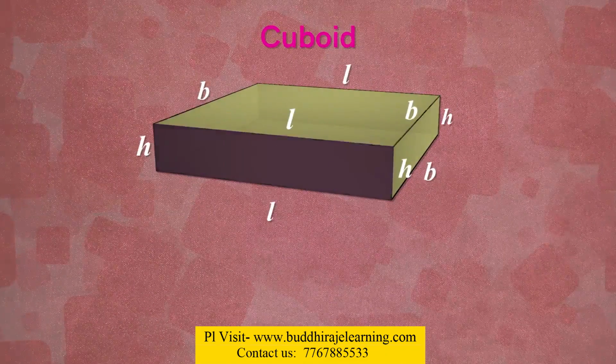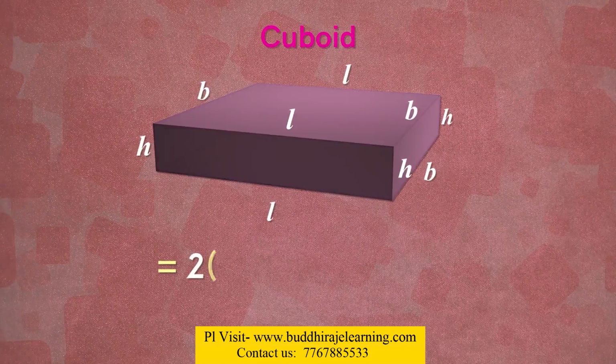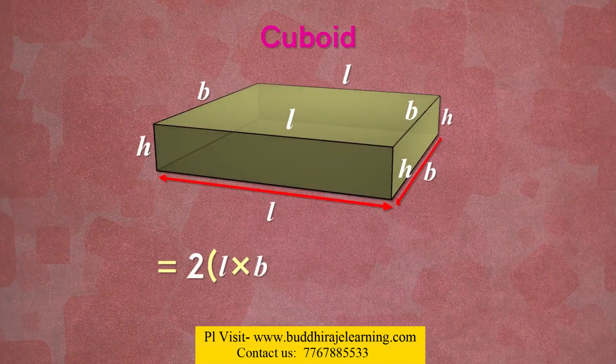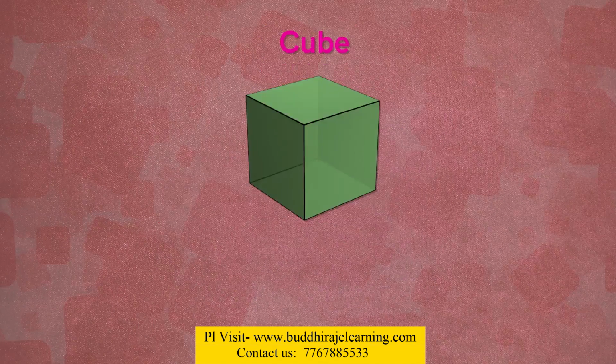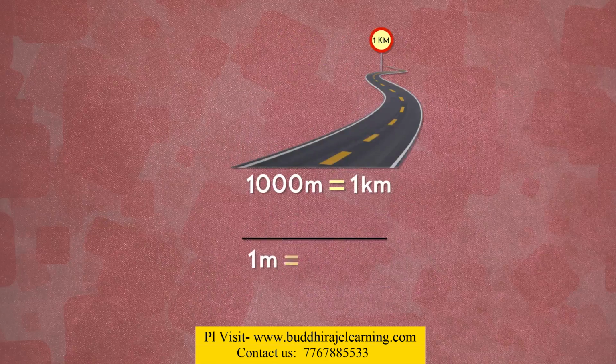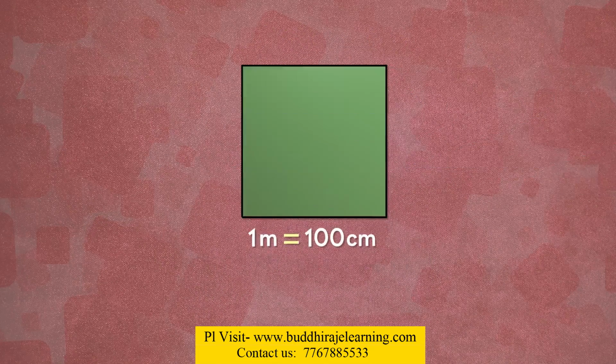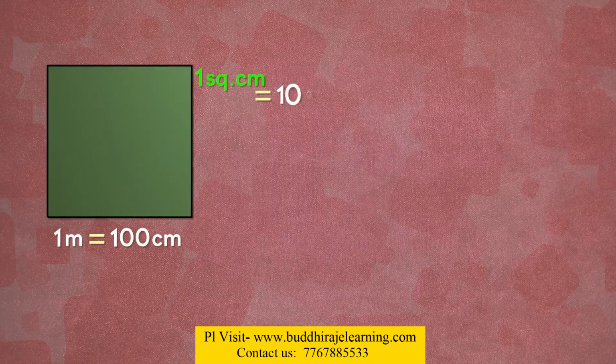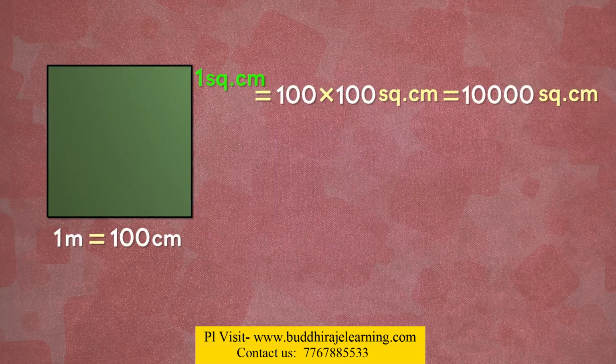The total surface area of a cuboid is equal to 2 in bracket L into B plus B into H plus L into H. Therefore, the total surface area of a cube is equal to 6L square. 1 meter is equal to 100 centimeters. 1 square meter is equal to 100 into 100 square centimeters, which is equal to 10,000 square centimeters, which is equal to 10 raised to 4 square centimeters.